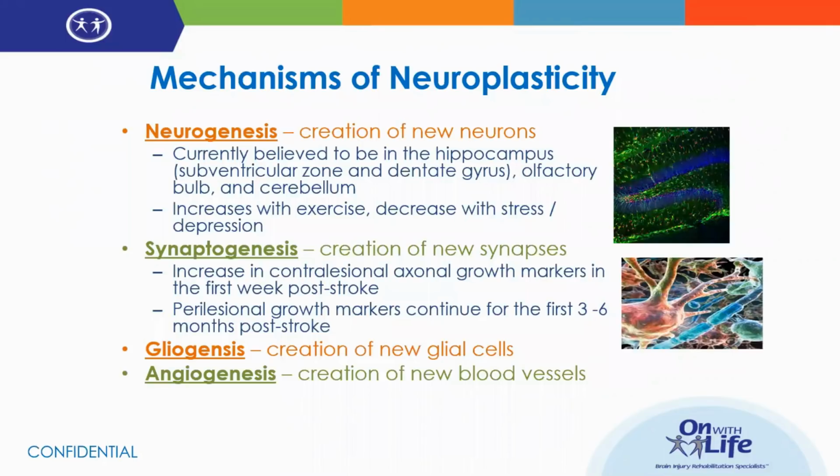Angiogenesis just simply means, if we're creating new nerve cells, if we're creating new connections between those nerve cells and structures to support those connections, if we're creating new glial cells, we have to keep those structures alive. And you keep those structures alive by supplying them with blood. And so angiogenesis just means the creation of new blood vessels in order to supply those structures. So those are the basic mechanisms of neuroplasticity.